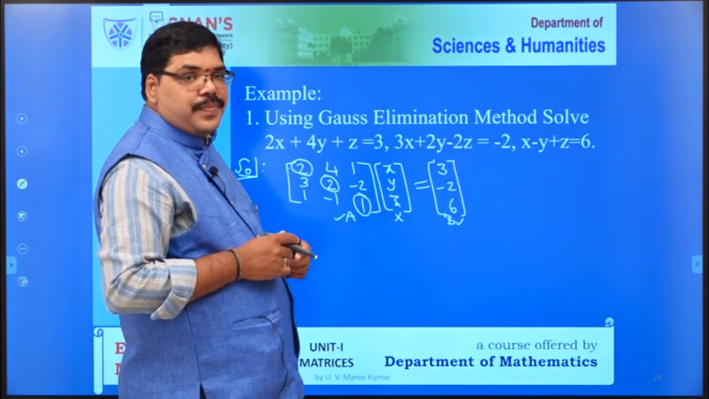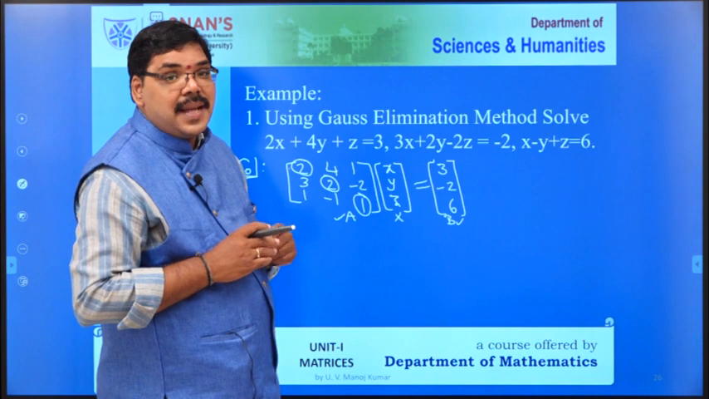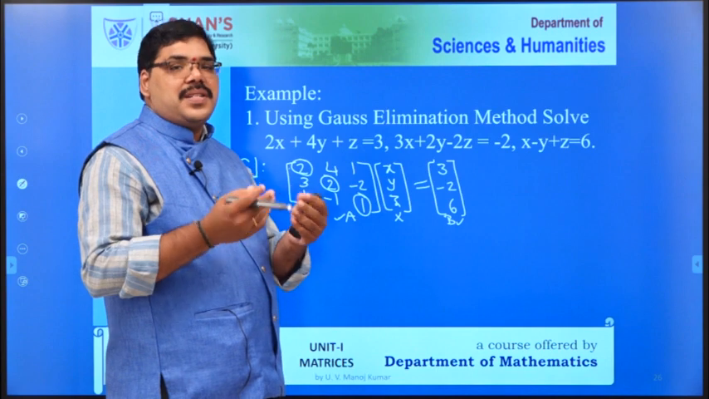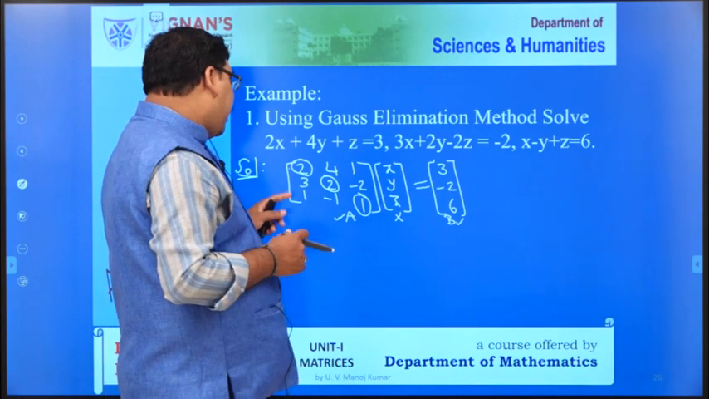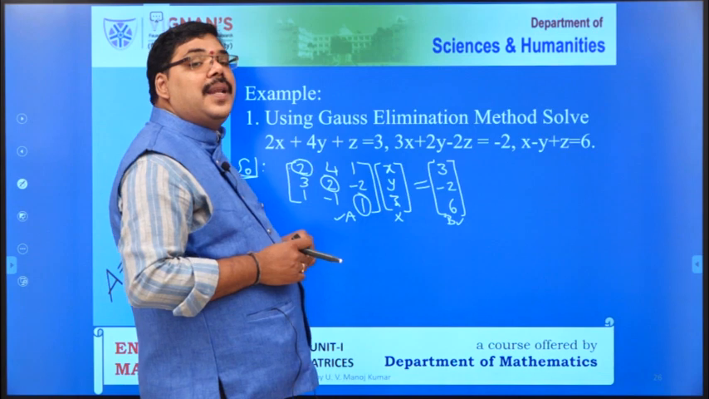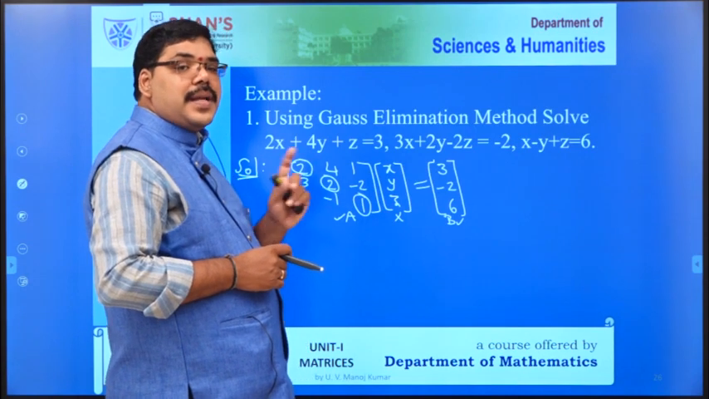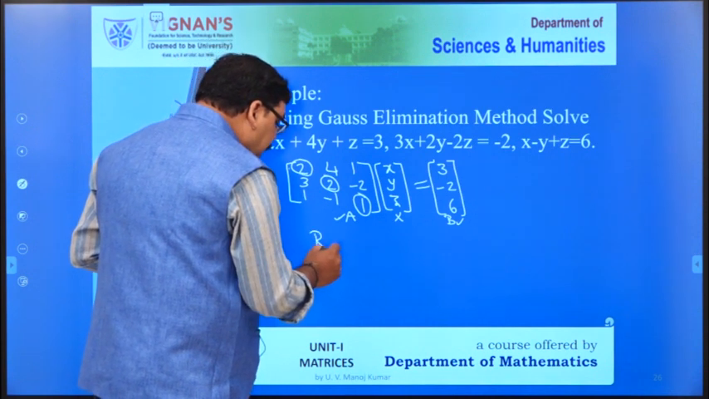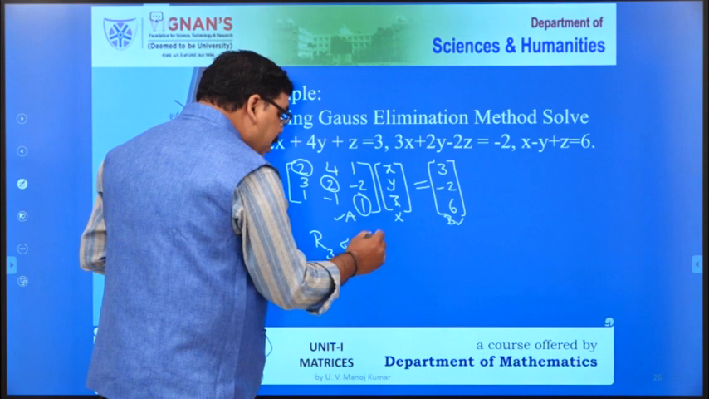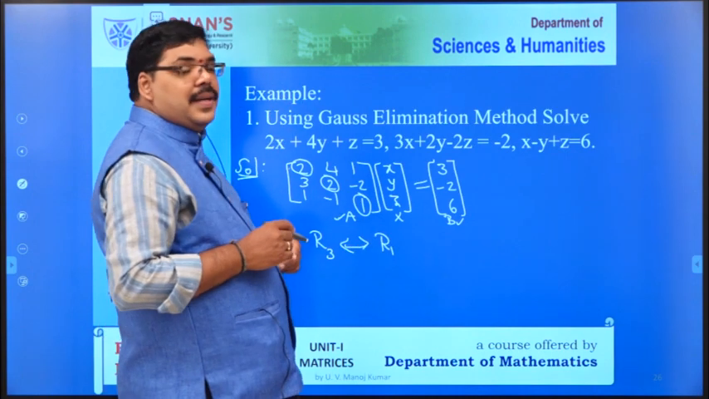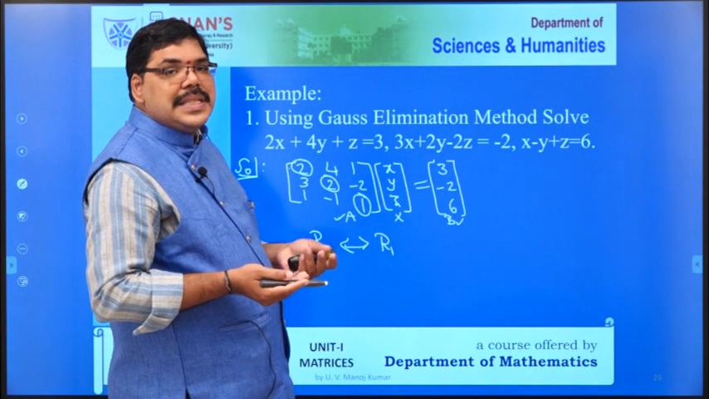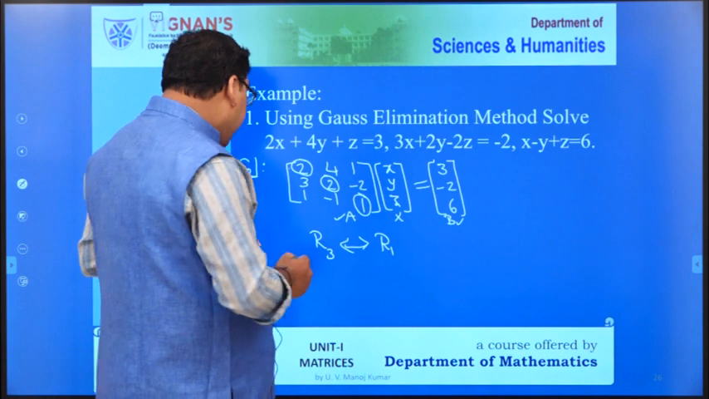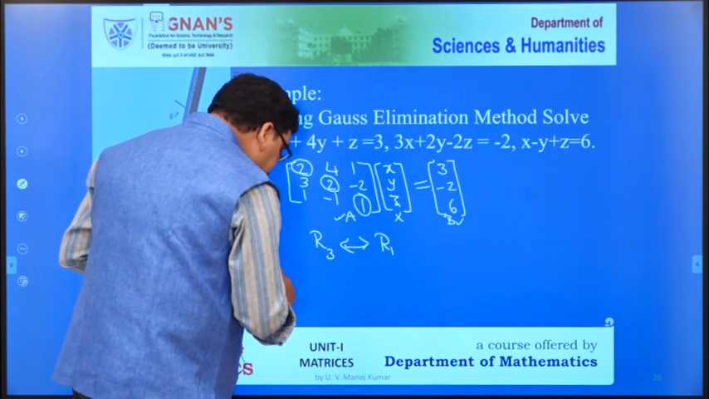So use row operations. First row operation I will apply is interchange of rows. Why, sir? I will interchange rows so that the row operations will become easy. I would prefer 1 to be the first diagonal element. So what I am applying is R3 interchanges with R1. What is the use of this? This minimizes the calculations of row transformations.